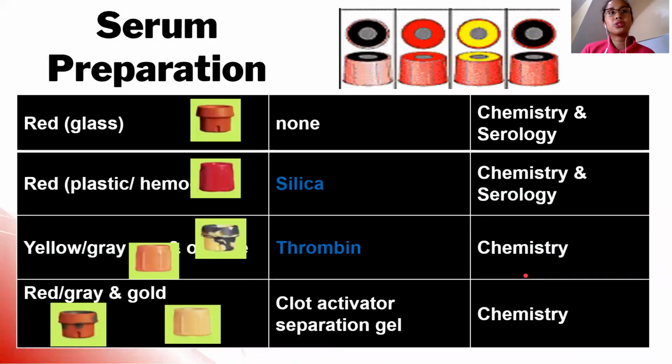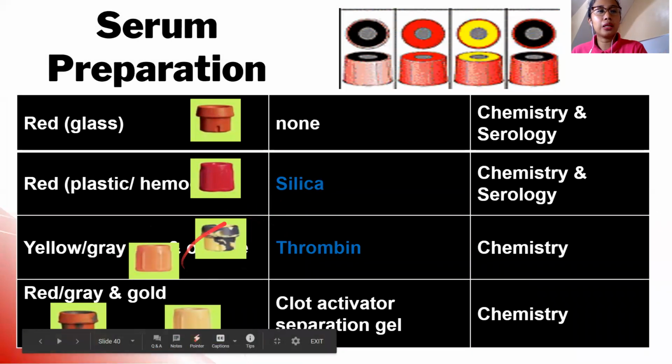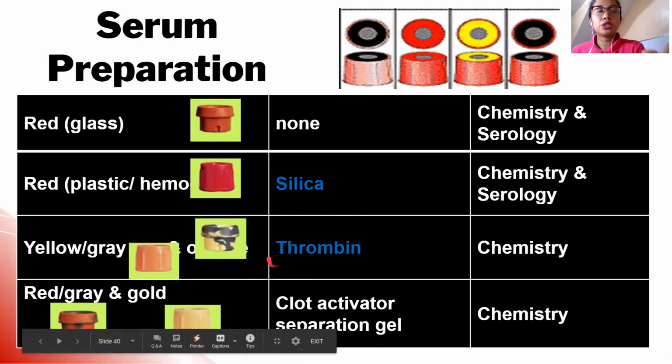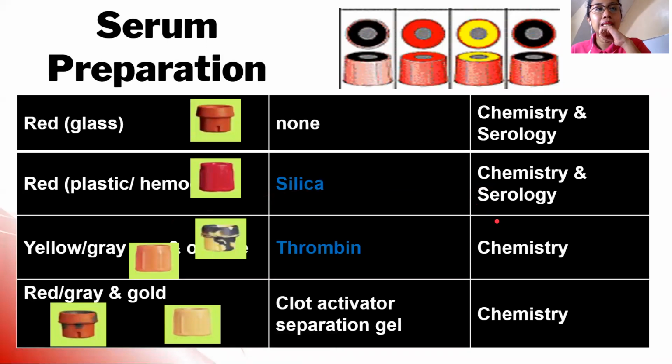So, serum preparation, ito yung mga tube natin, red. Pag yung red, may silica. So, clot activator to. Pag yellow or gray, orange rin, may thrombin yung clot activator niya. So, class lahat to magre-result sa serum. Red or gray, parang tiger top tube, gold, pang serum separator. Meron namang clot activator. So, yung red pag glass, walang additive. Pag yung red, plastic siya, may silica siya.